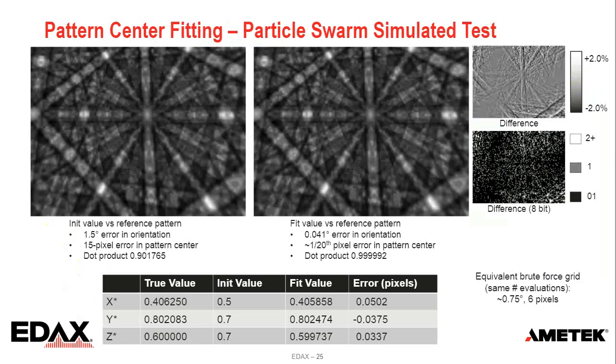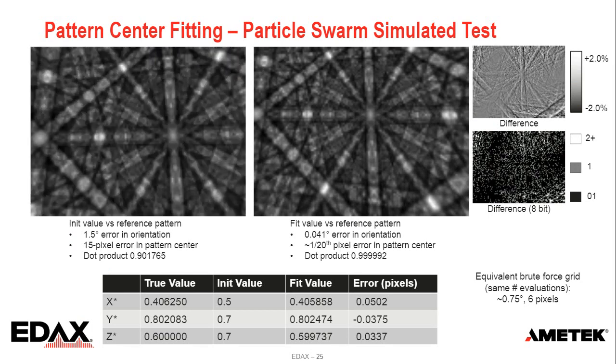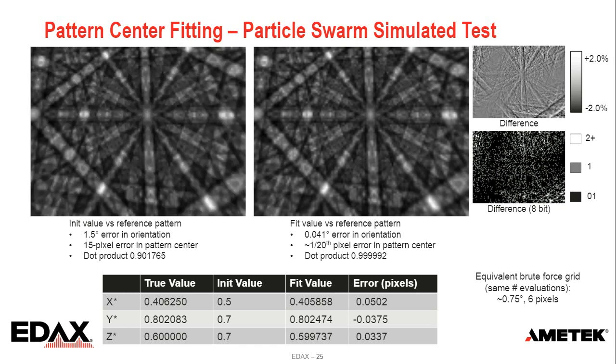And on the right is after doing this particle swarm optimization. It is still flipping back and forth. It's just that it's so small, it's very difficult to see. Here on the right is showing the difference between those two images, and it's basically a gray level. That recovers the true answer to about 1/5 of a degree and 1/20 of a pixel.